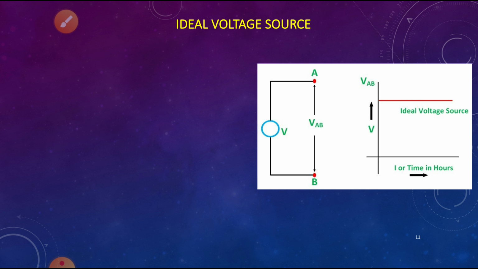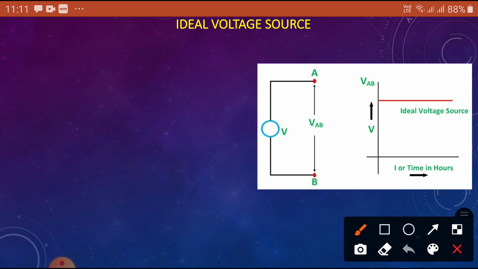So these are the ideal voltages as we have seen. What is the voltage here? AB is the terminal voltage, the load voltage. This is the source voltage. Initially you can see the same voltage is maintained, whether with time or current. In the first hour, second hour, third hour, it maintains the same constant voltage.